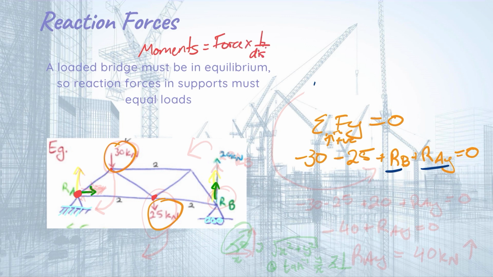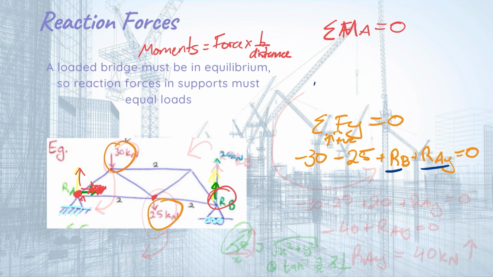So we're going to take sum of moments about the point A, because we have two unknowns here. Well, we know that this one doesn't exist because we just calculated that, but we've got an unknown here. So by taking a moment about there, then we'll only end up with one unknown, and it'll give us the reaction force for B. So let's do that. So sum of moments about the point A equals to 0, and let's pick a direction to be positive.